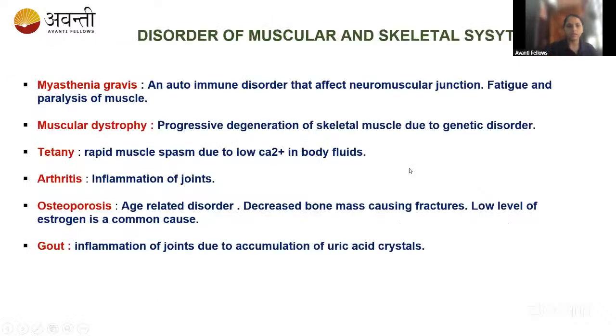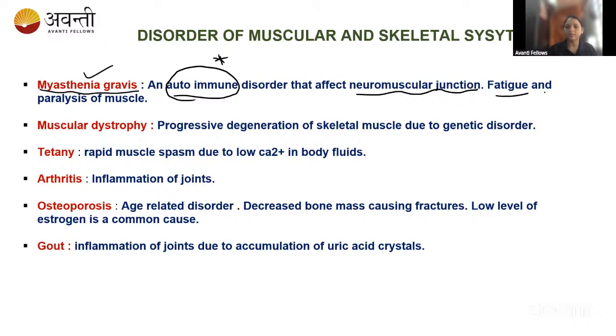Okay, fine. So now let us come to the disorders of the muscular and skeletal system. The first one is myasthenia gravis. Myasthenia gravis is an autoimmune disease. Kindly make a note of this. This disorder is due to the neuromuscular junction, which does not get the message correctly. The message is not connecting in the neuromuscular junction. At that time, you get myasthenia gravis.